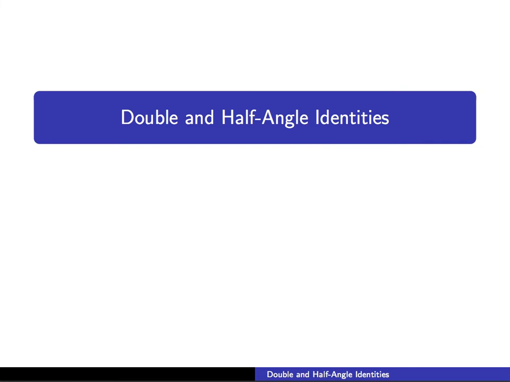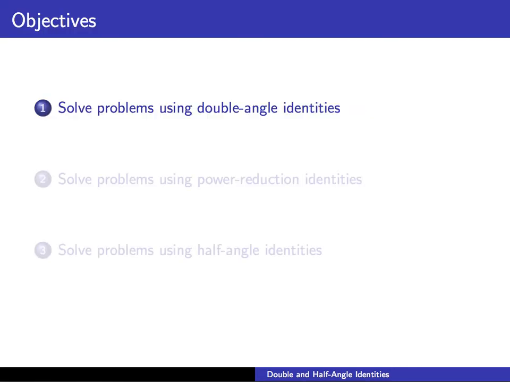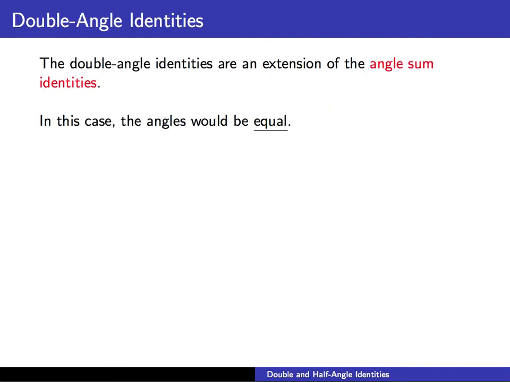All right, in this video, we're going to introduce double and half angle identities, and we're going to look at some problems using double angle identities. So the double angle identities are an extension of our angle sum identities for sine, cosine, and tangent that we looked at in the previous section.